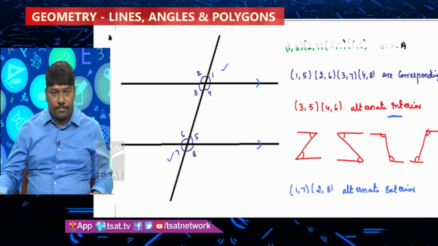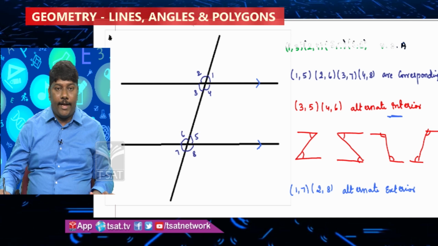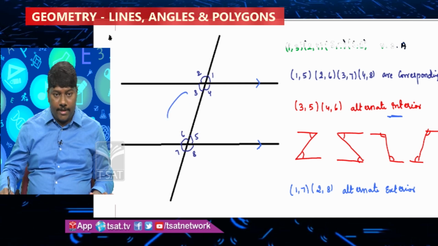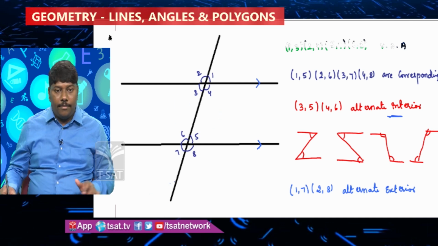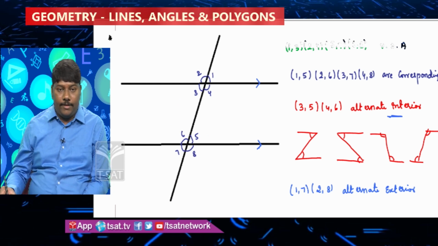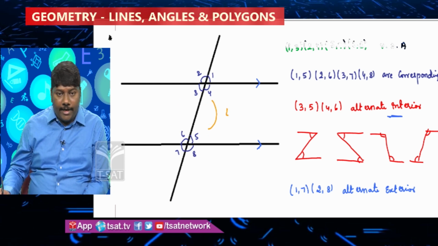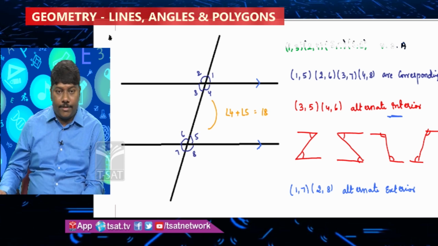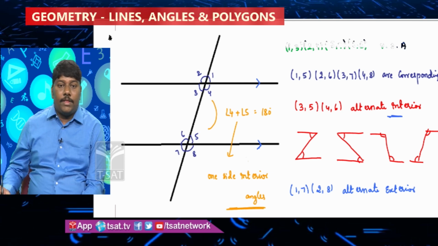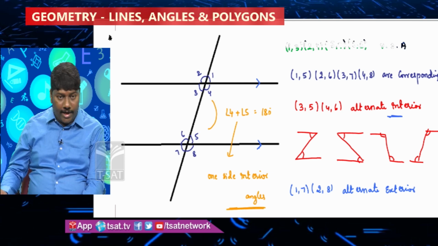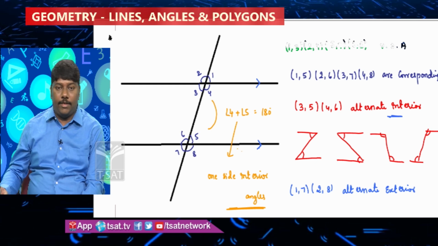Now we are left with angle 3 and angle 6, angle 4 and angle 5. They are not equal, but you call them one side interior angles. The sum of angle 4 and angle 5 is equal to 180 degrees. We call them one side interior angles. They are not equal, but their sum is equal to 180, which means they are a kind of supplementary angles.